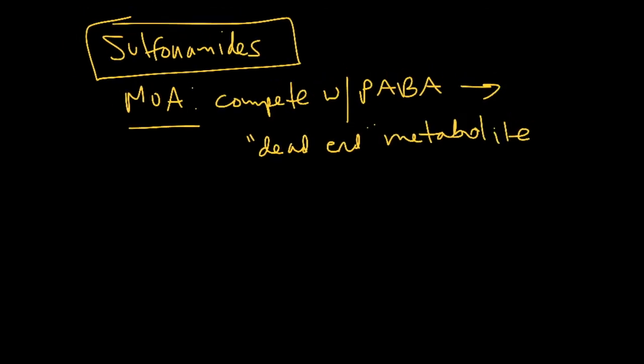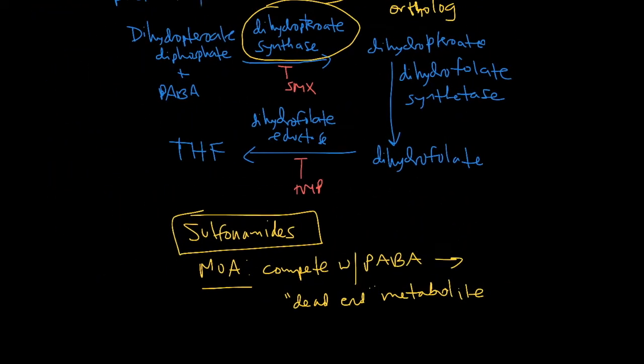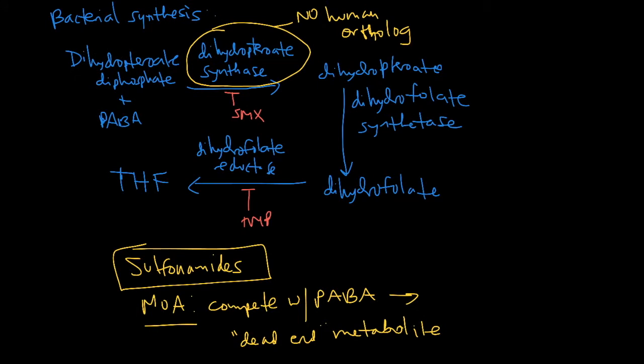So now we're going to talk about the sulfonamides. The way these work is that they compete with PABA, or para-aminobenzoic acid, and this produces dead-end metabolites, which can no longer be made to form tetrahydrofolic acid. So if you look up here in the bacterial synthesis mechanism, dihydropteroate diphosphate and para-aminobenzoic acid combine to form dihydropteroate. Now, sulfonamides compete with para-aminobenzoic acid in the production of dihydropteroate. So dihydropteroate diphosphate plus sulfonamides gives you a dead-end metabolite. And this dead-end metabolite can't form THF. And if you can't form THF, you can't form deoxythymidine, and therefore you can't replicate DNA.